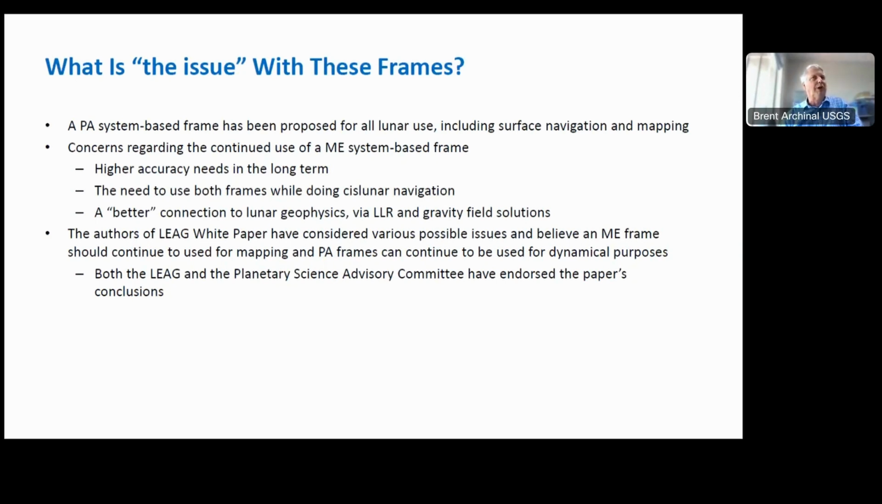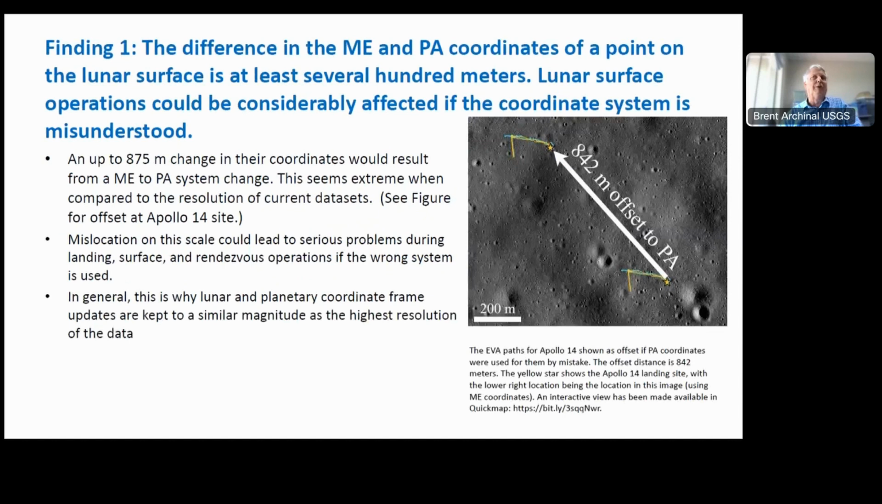But the authors of the white paper have looked at all these uses and basically recommended an ME frame should continue to be used for mapping and PA frames can continue to be used for dynamical purposes. And again, both the League and the PAC have endorsed those conclusions. So in the next slide and the following slides, I'll talk about the actual 4 findings that we came up with.